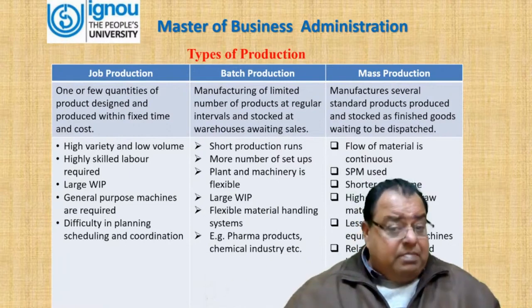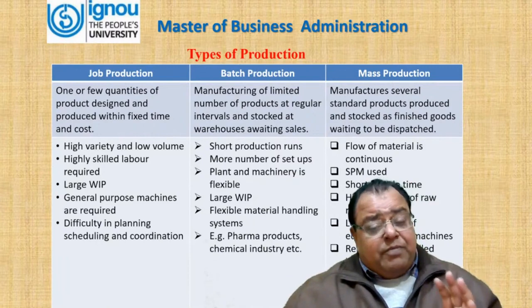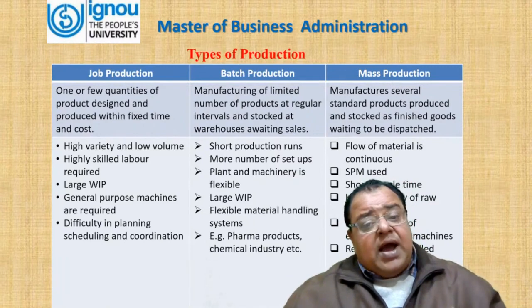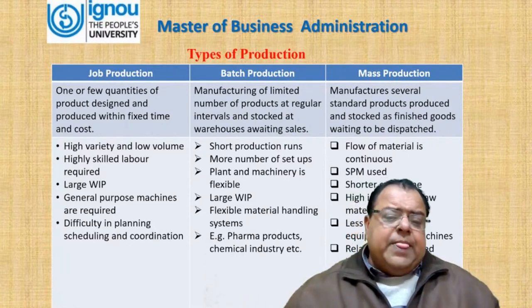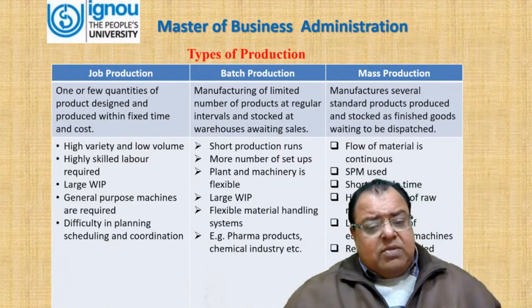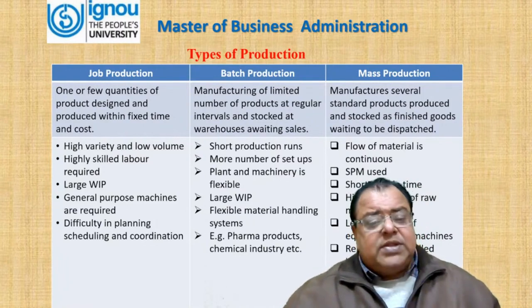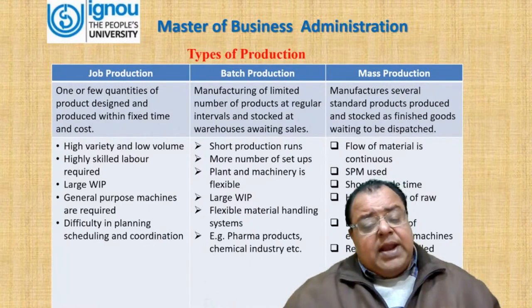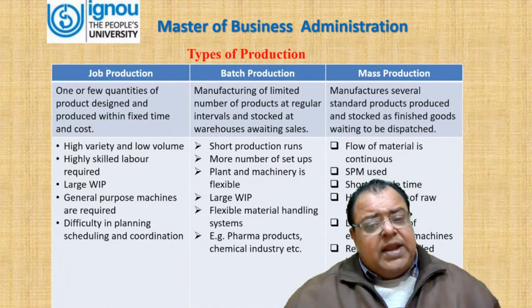If we talk about batch production, here manufacturing of a limited number of products at regular intervals is stocked at the warehouse or awaiting sales. Here we have short production runs, more number of setups are required, plant and machinery is flexible, large WIP is there, flexible material handling system is used, and this is basically applicable for pharma products and chemical industry.